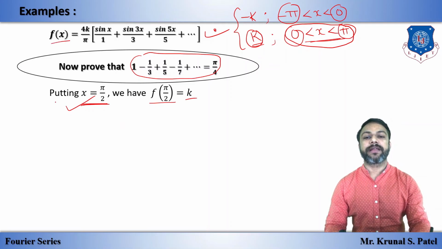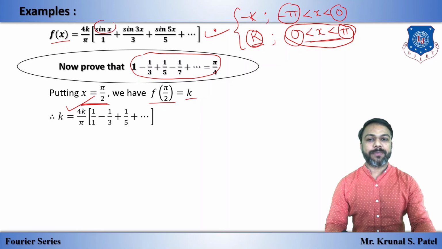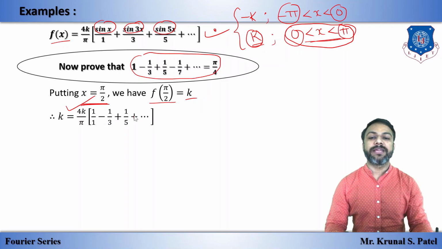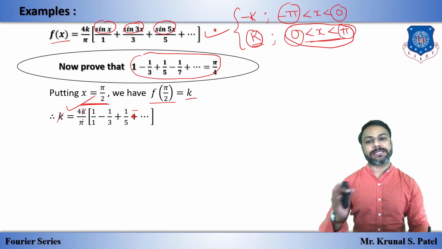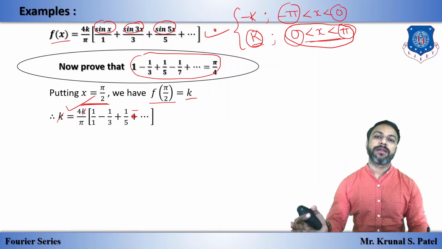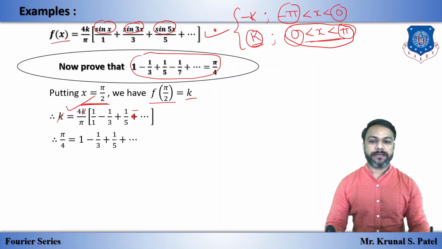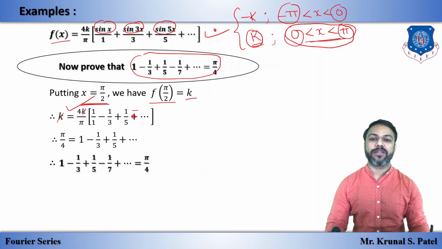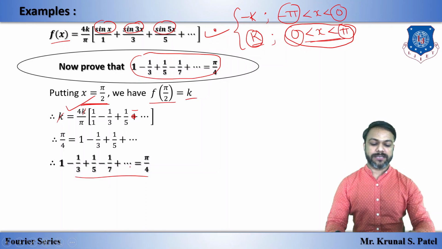We will put k here. And we know that sine pi by 2 is 1, sine 3 pi by 2 is minus 1, sine 5 pi by 2 is 1, so we have plus, minus, plus, and the next term will be minus. We can cancel out this k. If we take 4 by pi to the left hand side, it is a multiplication, so it goes to the left hand side as pi by 4. And this is our final answer: 1 minus 1 by 3 plus 1 by 5 minus 1 by 7 and so on equals pi by 4. This is our final answer.